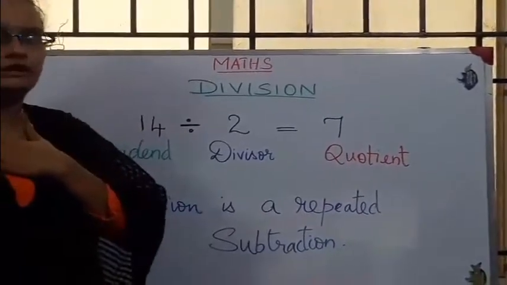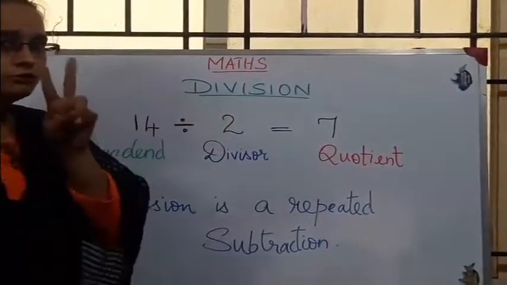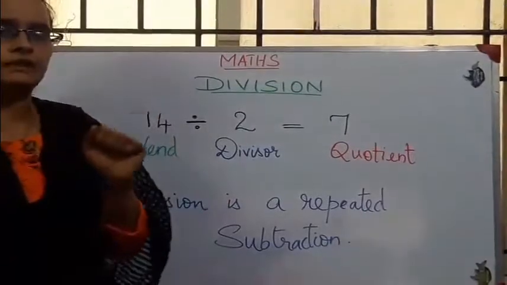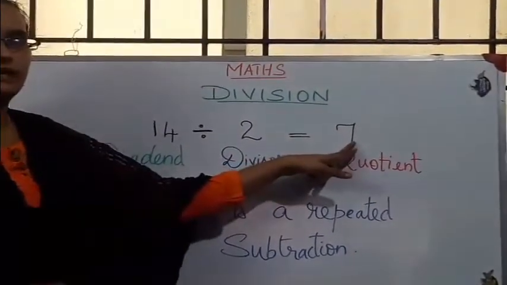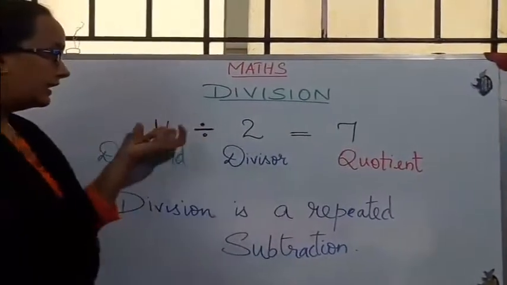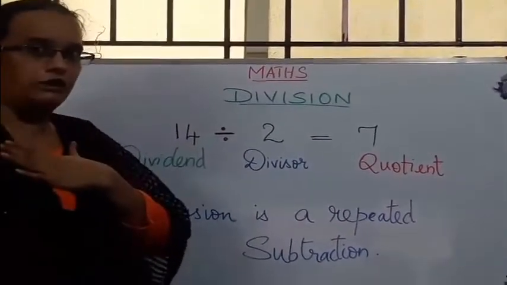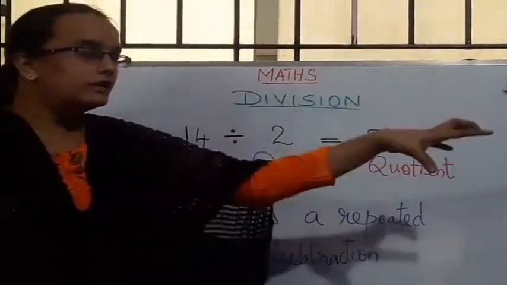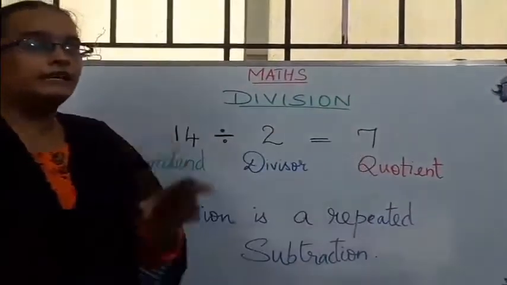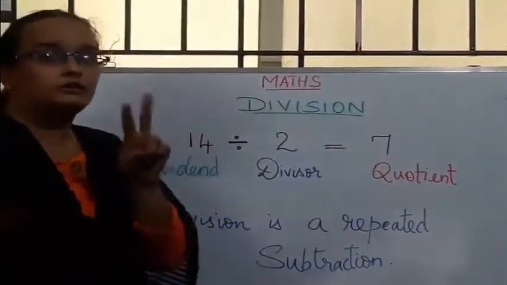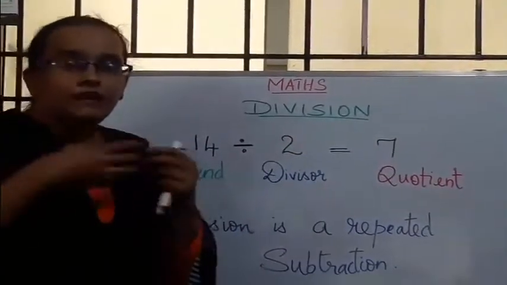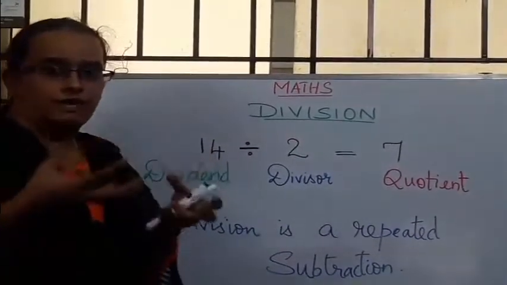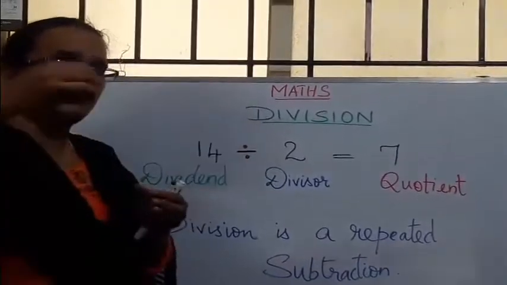Suppose I have 14 chocolates. I want to give 2 chocolates to a person. How many persons will get 2 chocolates? So 7 persons will get 2 chocolates. So when I have 14 chocolates, if I want to give 2 chocolates each, then 7 persons will get 2 chocolates. So this is division. I am equally dividing the chocolates that I have, equally among the persons.